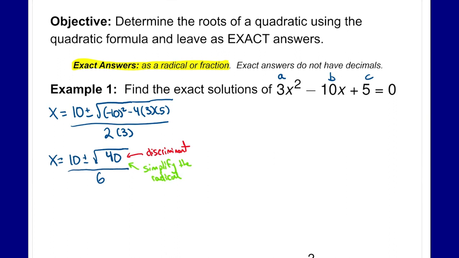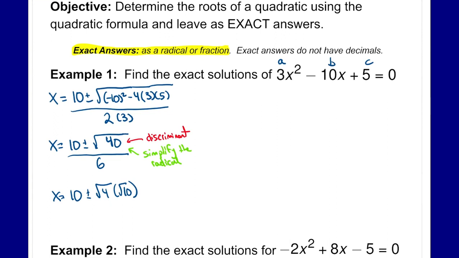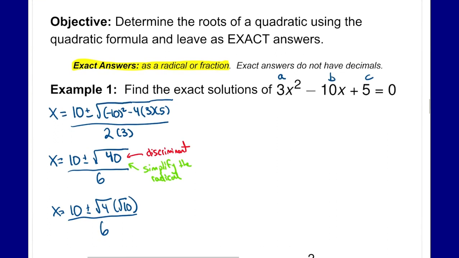So the square root of 40 does not work out to a nice number, but we can simplify our radical to 10 plus or minus the square root of 4 times the square root of 10. So we're using our knowledge from before of radicals. This is all going to be divided by 6. I can simplify it a bit further. X is equal to 10 plus or minus the square root of 4, which is just 2, 2 root 10 divided by 6.